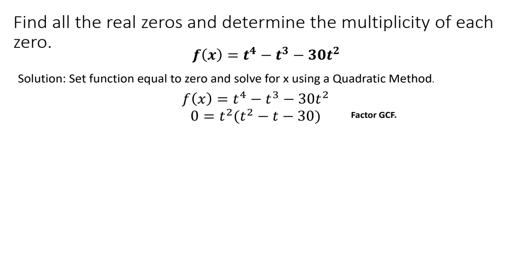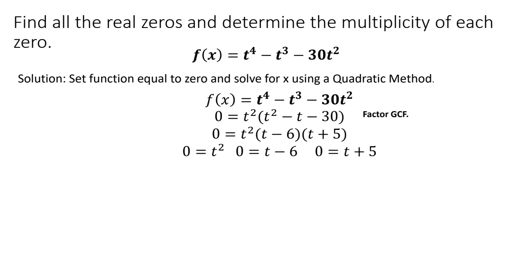So this first one, if I break it up in pieces, the t squared, I know that I'm going to have a double zero here. But here, let me factor this guy out. Two numbers, when I multiply them together, give me negative 30, and when I add them together, give me a negative 1. And what are those two numbers? A negative 6 and a positive 5, right? Negative 6 times 5 gives me negative 30, and negative 6 plus 5 gives me negative 1. So this factors out to t minus 6, t plus 5.